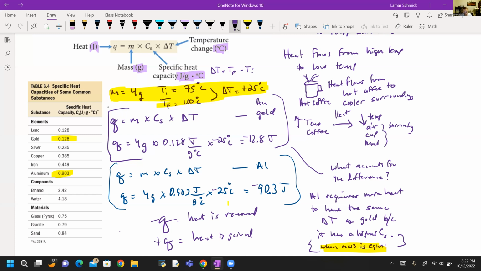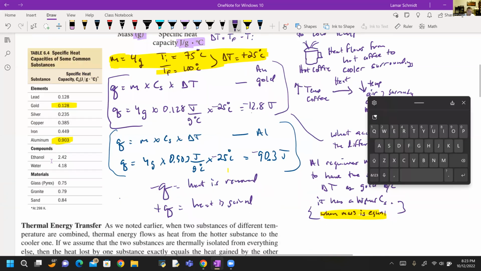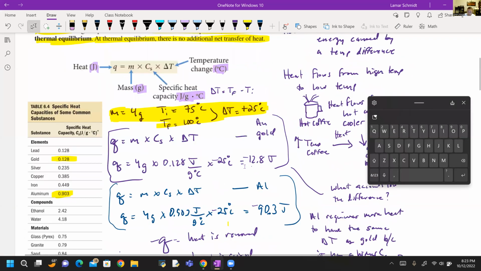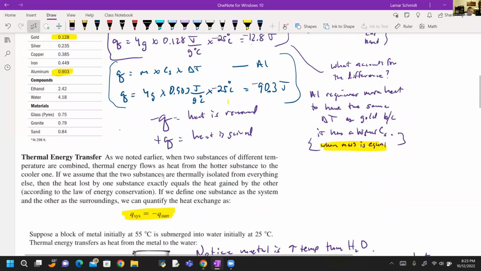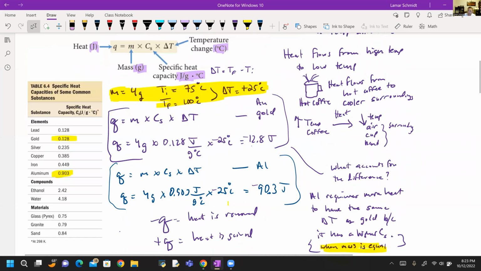And the same thing with aluminum. It would have to transfer 90.3 joules of its energy to the surroundings in order to have a temperature change. It still requires a larger amount of energy to be transferred in order to have the same temperature change as gold. So just take a look at that, and we'll go over that in your lesson, and hopefully we will be really sound on how to make calculations involving Q.